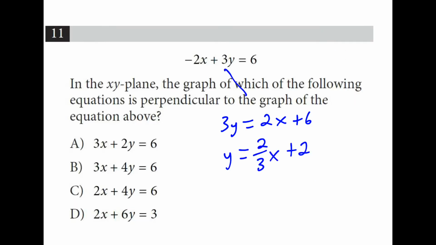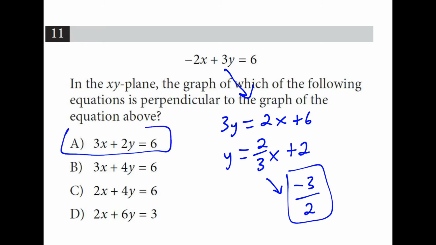So if I solve this original equation for y equals mx plus b, I can figure out my slope. It's a positive 2/3. If I take the opposite reciprocal, I get negative 3/2. The only one of these that gives me a negative 3/2 is this one here. Notice that 3:2 relationship, that 3:2 ratio between x and y.